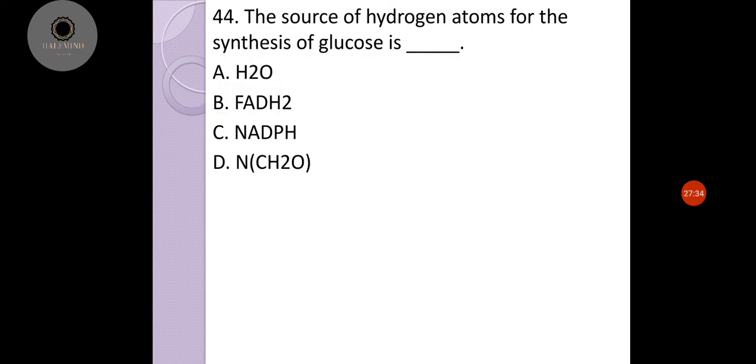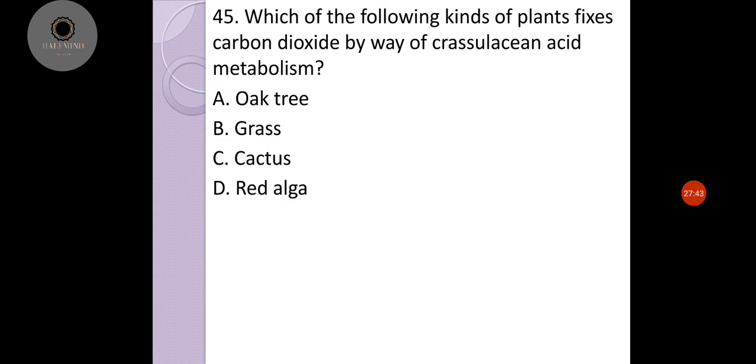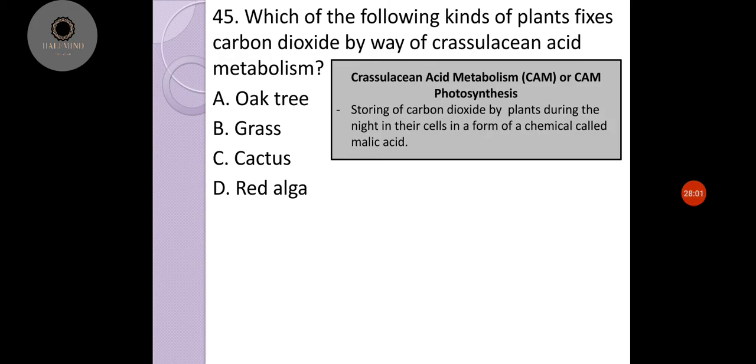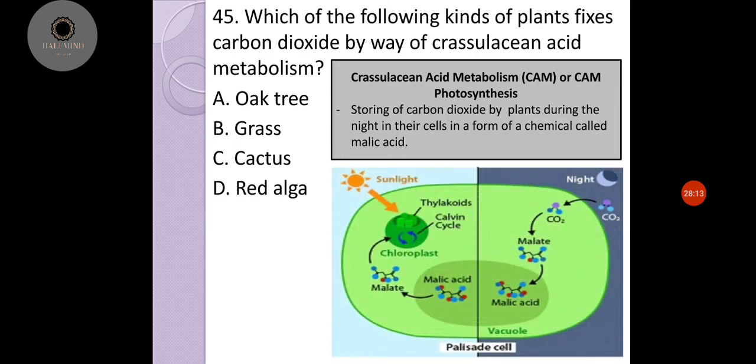44. The source of hydrogen atoms for the synthesis of glucose is, saan nga galing yung hydrogen? From the water or the H2O. Which of the following kinds of plants fixes carbon dioxide by way of Crassulacean Acid Metabolism? A. Oak tree, B. Grass, C. Cactus, D. Red alga. Now, ano ba yung Crassulacean Acid Metabolism? It is storing of carbon dioxide by plants during the night in their cells in a form of a chemical called malic acid. Now, let's just answer here first. So, ang answer dito is cactus.